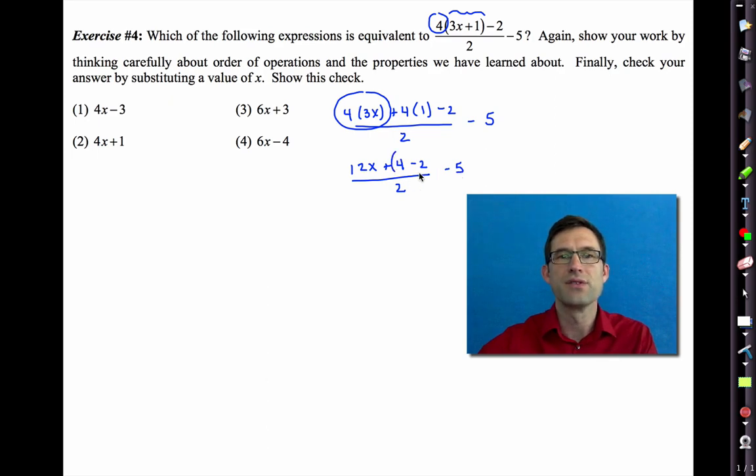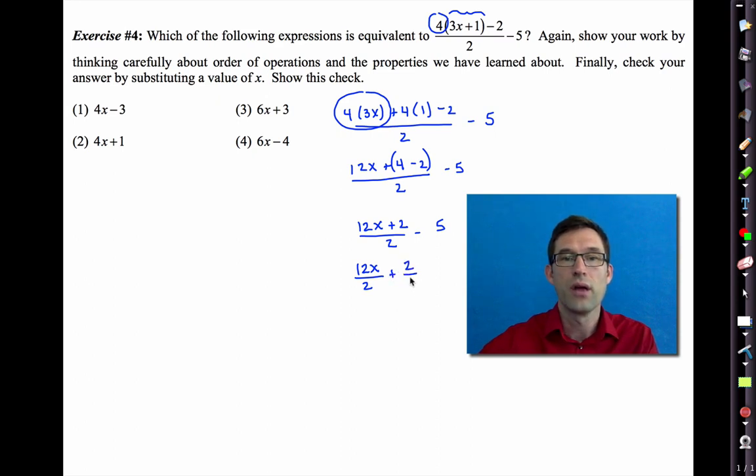I'm now going to use the associative property here and group those 2 together. So I'm going to get 12x plus 2 divided by 2 minus 5. Now I'm going to distribute division. Now we have to be very careful about that. It would be very easy to divide the 12x by 2, but not the 2 divided by 2. So I'm distributing the division, the distributive property of division. Not for the 5. The 5's not being divided.